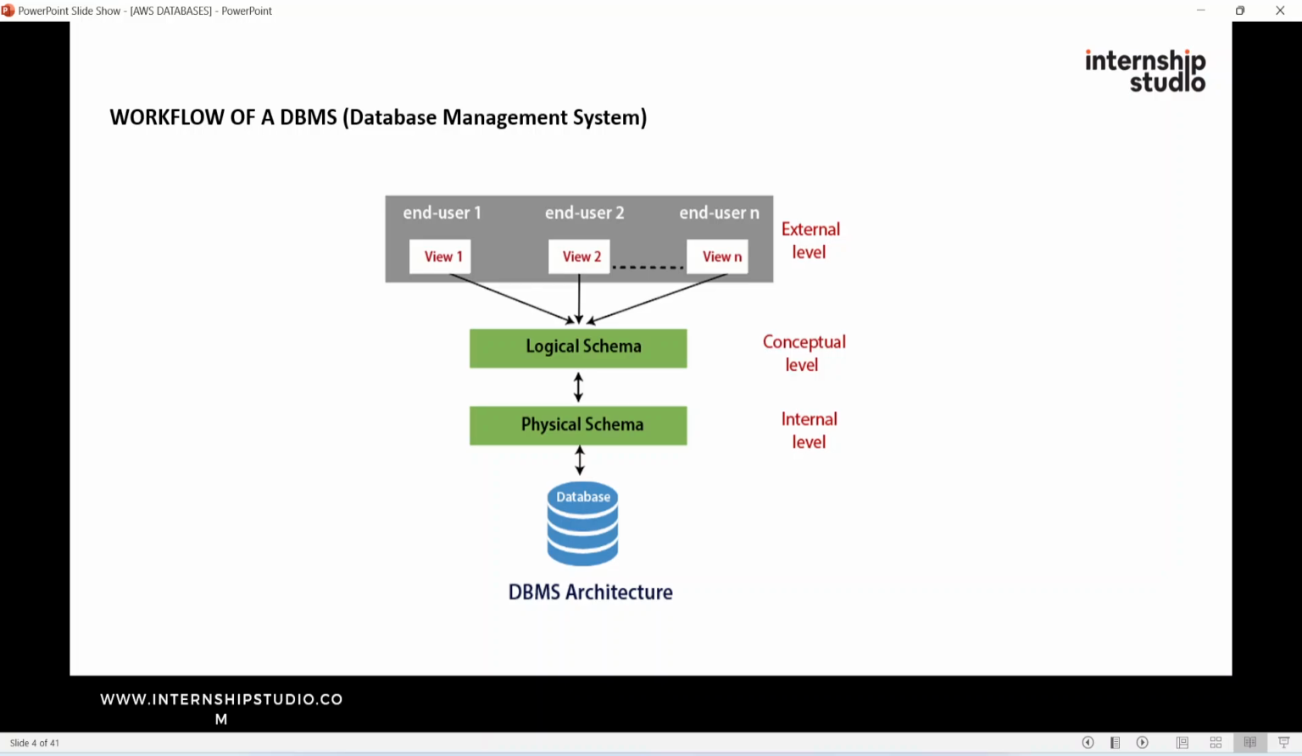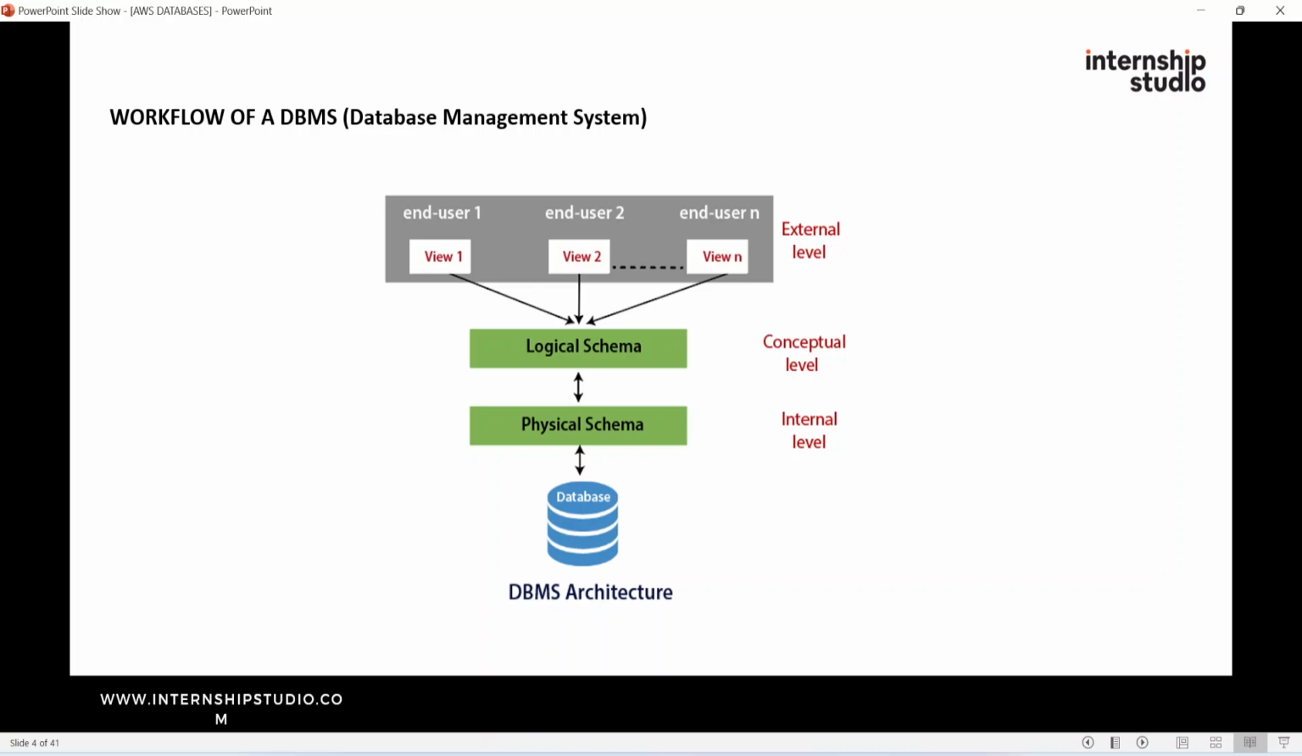So the next step we have is the conceptual level. It is also known as the logical schema. It represents the overall structure of the database. It includes the relationships among the data. It serves as an abstraction layer that defines the data model, the constraints, and the integrity rules. So the conceptual level, we can say, provides a unified view of the entire database system, independent of how data is stored or accessed.